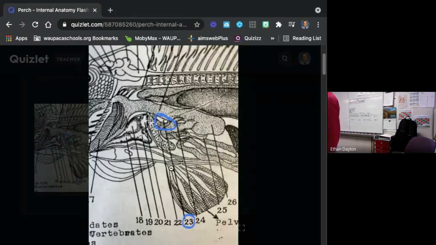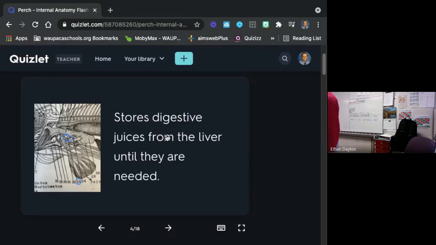Number 23, so it's this little white bean-looking thing. And what the gallbladder does, you also have a gallbladder, is to store digestive juices from the liver until they are needed. So the gallbladder kind of aids in that digestion process by storing digestive juices.